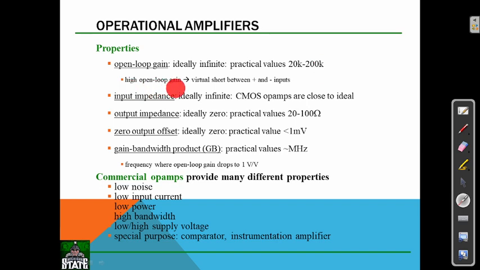The high open loop gain gives a virtual short between the plus and minus inputs. Here the input impedance is ideally infinite. CMOS op amps are close to ideal. Then the output impedance is ideally zero, whereas the input impedance is infinite, and the practical values are 2 to 100 ohms.